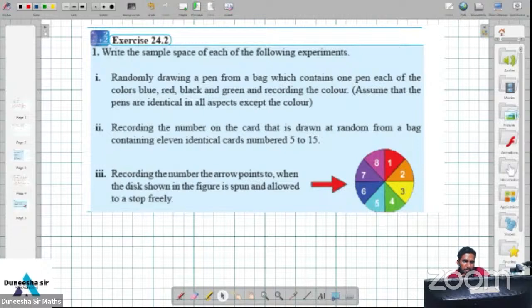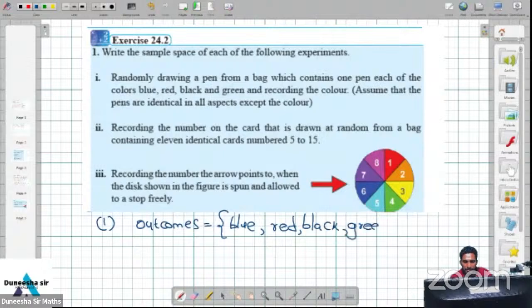Okay. First one, randomly drawing a pen from a bag which contain one pen, each of the colors blue, red, black, and green. Recording the color. What are the colors of the pens we can take outside? What are the outcomes of this? Okay, tell me. Blue, red, black, green. Yes, blue, red, black, green. Okay.